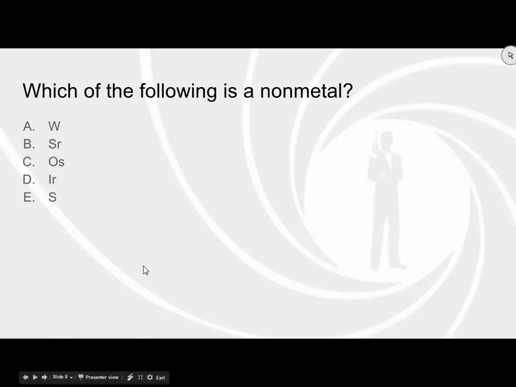Which of the following is a nonmetal? Let's use our periodic table and figure out which one of these is a nonmetal. Remember, nonmetals are generally to the right of that stair step. The answer should be E, sulfur. Sulfur is a nonmetal.